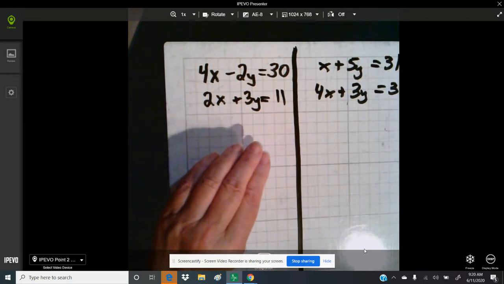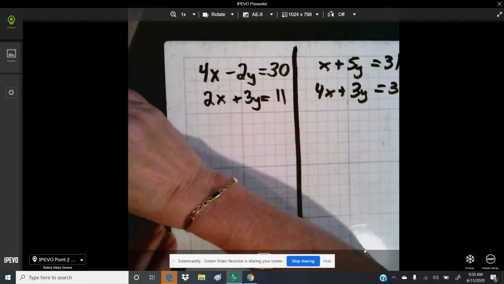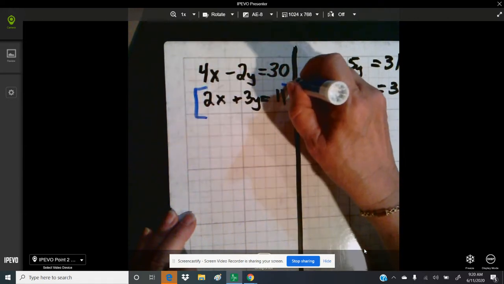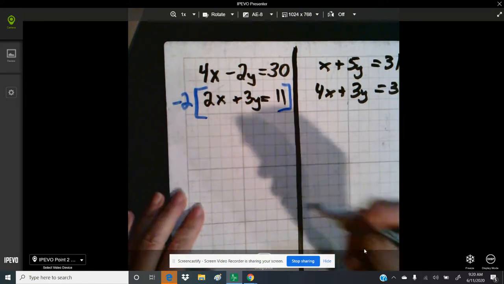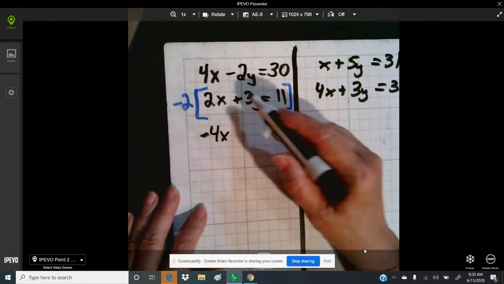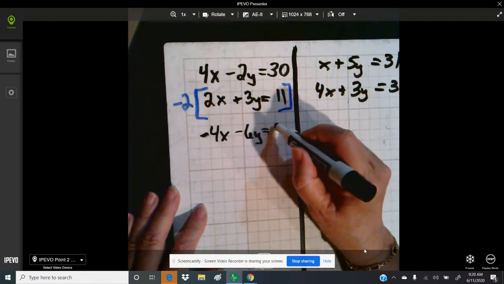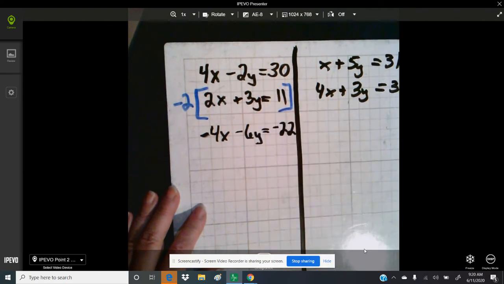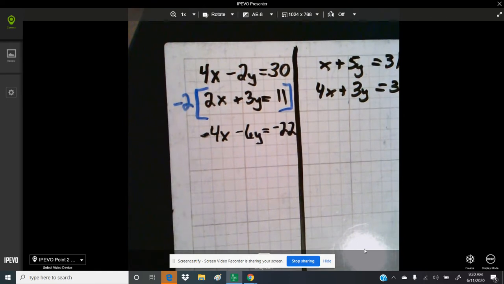And it doesn't matter which one you choose, but it looks like this would be a little easier. So I'm going to take this whole equation here, and I'm going to multiply every single term in this equation by -2. So when I do that, I'm going to get -4x. When I multiply -2 times 3, I'll get -6y equals a -22. So now I'm going to add this equation and this equation. So I'm just going to get rid of the middle equation just so that it doesn't confuse us.